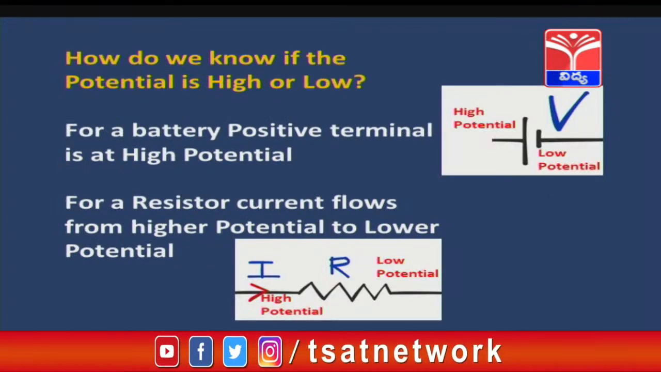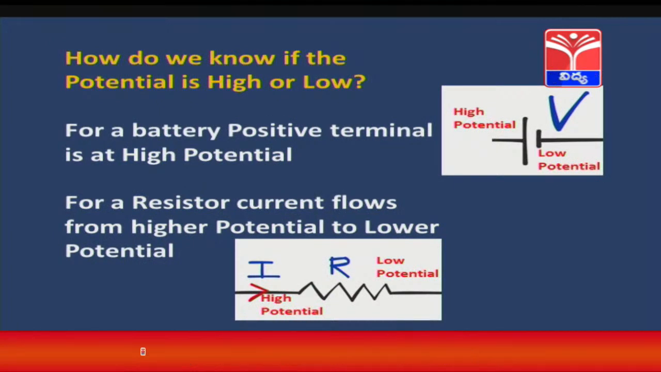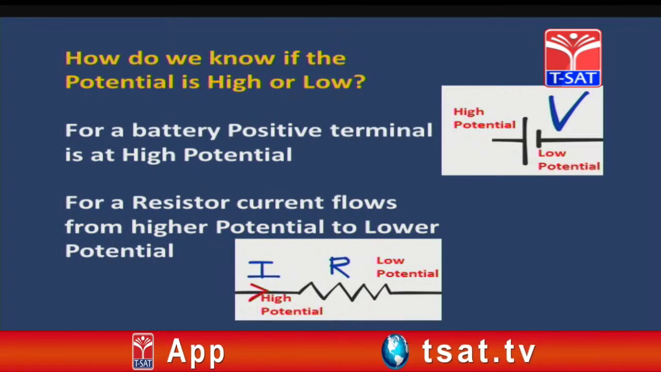How do we know if the potential is high or low? For a battery, the positive terminal is at high potential and the negative terminal is at low potential. For a resistor, current flows from higher potential to lower potential.